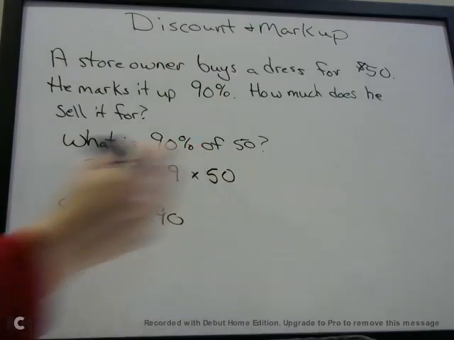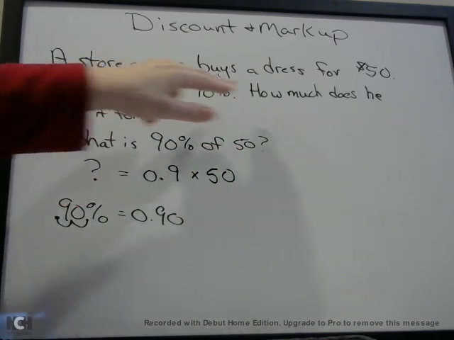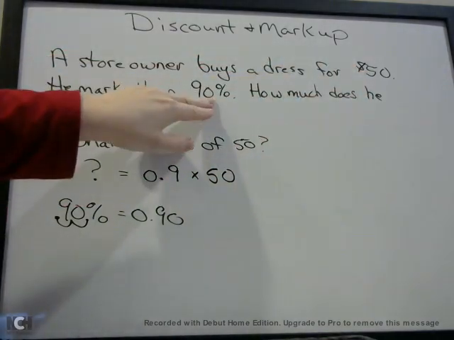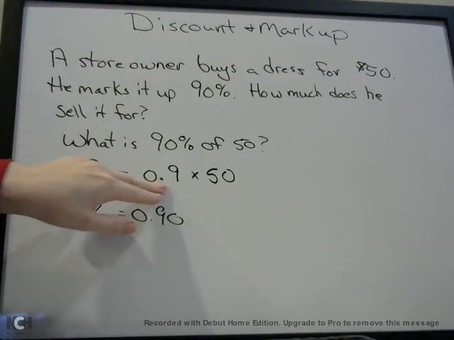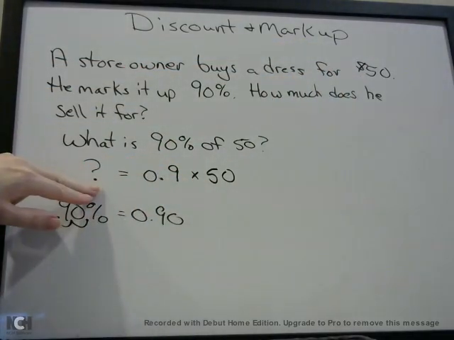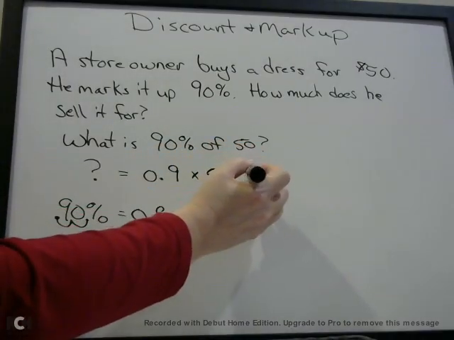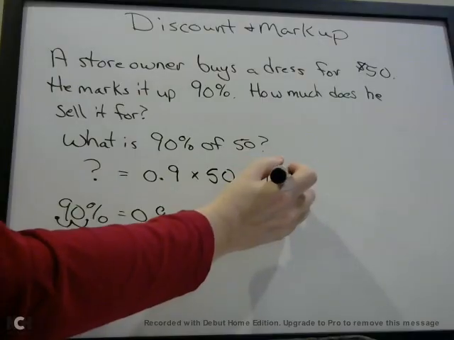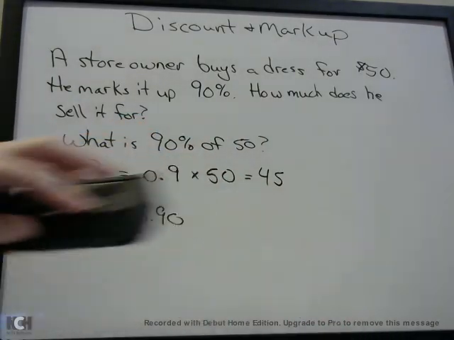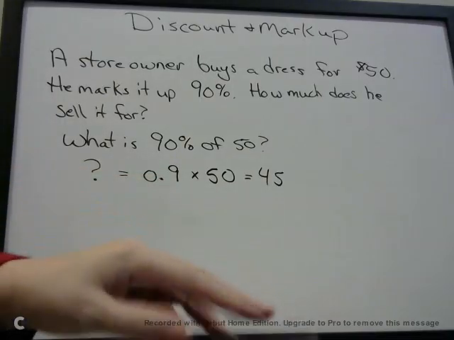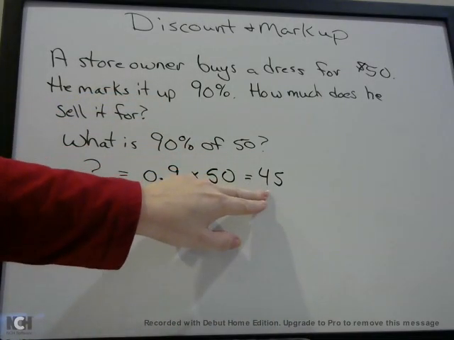50. So what is 90% of 50? Because that's what it says. He bought it for $50 and marked it up 90%. So what is 90% of 50? All you're going to do is multiply 0.9 times 50, and that's going to give you your answer. If you plug that into your calculator, 0.9 times 50 is 45. So 45 is 90% of 50. That means he marked it up by $45.